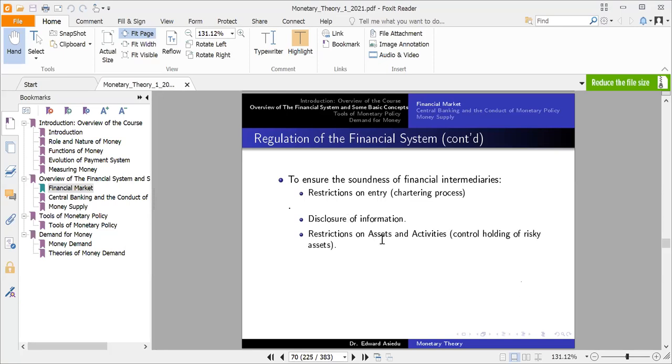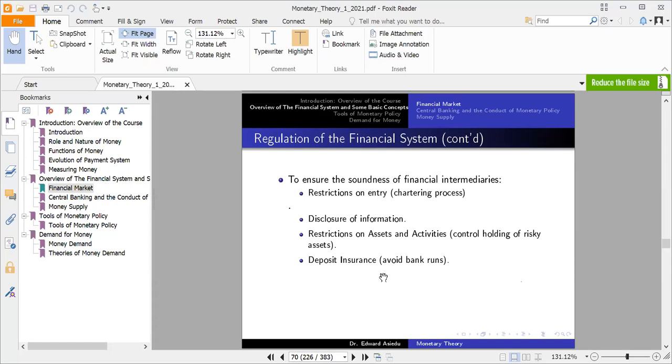So there has to be some restrictions on certain assets and activities. A certain percentage of the money that you collect should not go into these classes of assets. So there should be classes of assets that are considered risky assets. Okay. Deposit insurance, avoid bank runs.